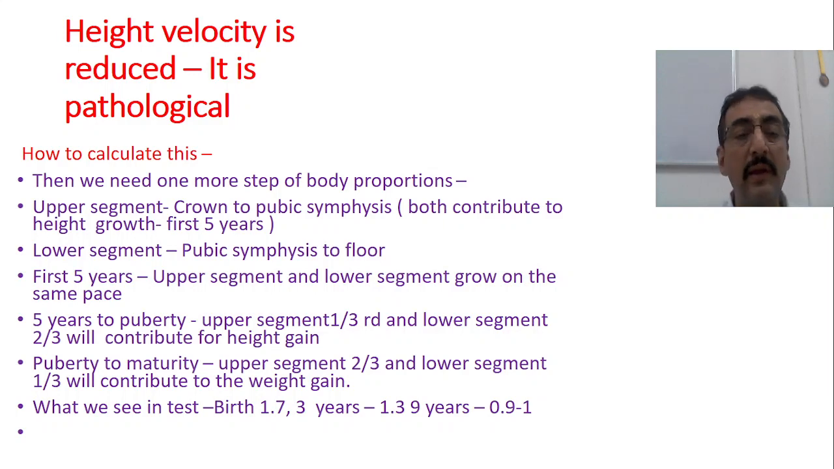Puberty to maturity, if you see, the upper segment contributes about 2/3 and the lower segment 1/3 will contribute to the height gain. Okay, and what we see in the ratio is, at the time of birth the ratio is 1.7 to 1. Then in 3 years it is 1.3. At 9 years the ratio is 0.9 to 1. So this is actually what we see.